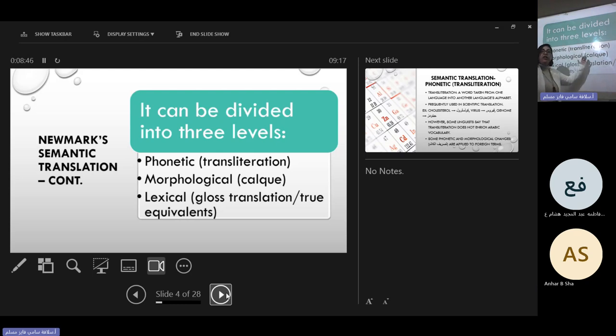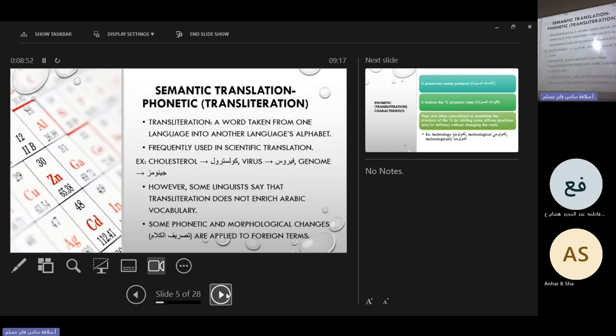Not transliteration, not borrowing, but natural translation. Okay? Let's see each one. The first one is the phonetic level, and what we also call transliteration. So what is transliteration? It is a word taken from a language into another language's alphabet.